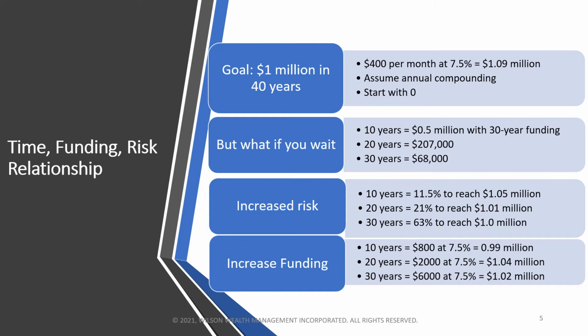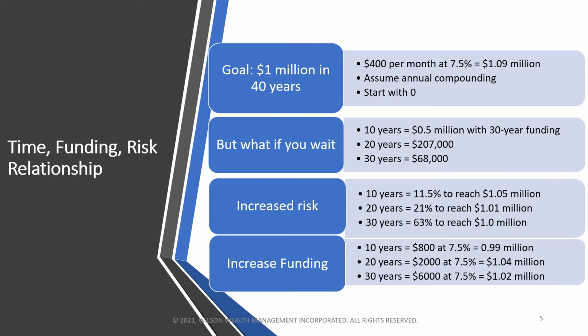I can increase the risk of my portfolio. In this scenario, if we still do $400 a month and I wait 10 years, I've got to earn 11.5%. Now that's significantly higher than 7.5. Maybe it's attainable. It doesn't sound like that high.